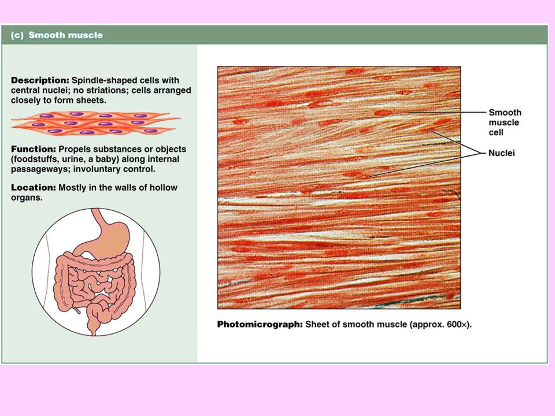But the unique thing about smooth muscle, it does not have those striations. They don't have the stripes that run up and down. Instead, it just looks like a sample of smooth, consistent tissue that runs left and right.